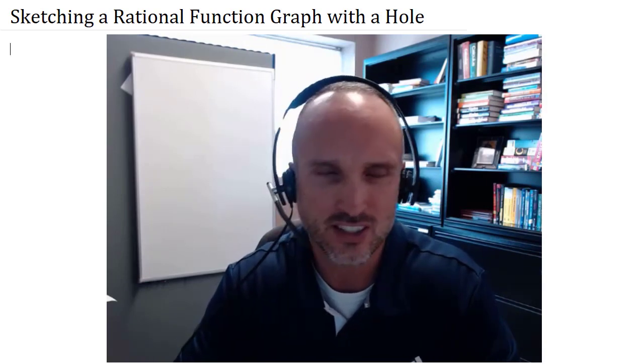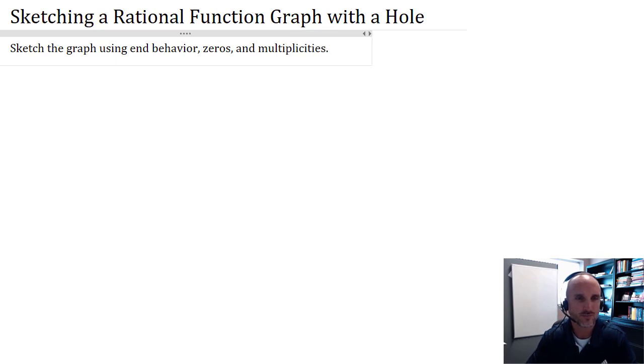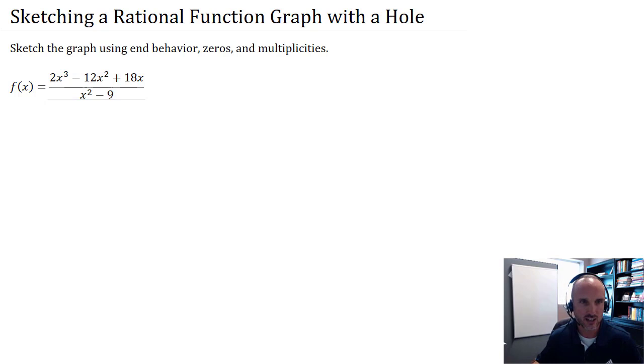We'll emphasize when a rational function has a hole in the graph. So the first example, let's sketch the graph using end behavior, zeros, and multiplicities. The function we'll look at is the fraction f of x equals 2x cubed minus 12x squared plus 18x over x squared minus 9. We want to graph it using end behavior, zeros, and multiplicities.